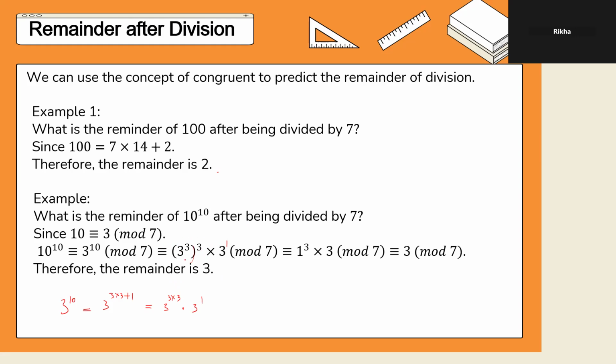Why do we have to modify it like this? It is because we know that 3 raised to 3 is congruent to 27, right? 27 is basically negative 1, I think. Let's see. 27 is congruent to what modulo 7, roughly? 27 is congruent to something modulo 7. What do you think that number is?